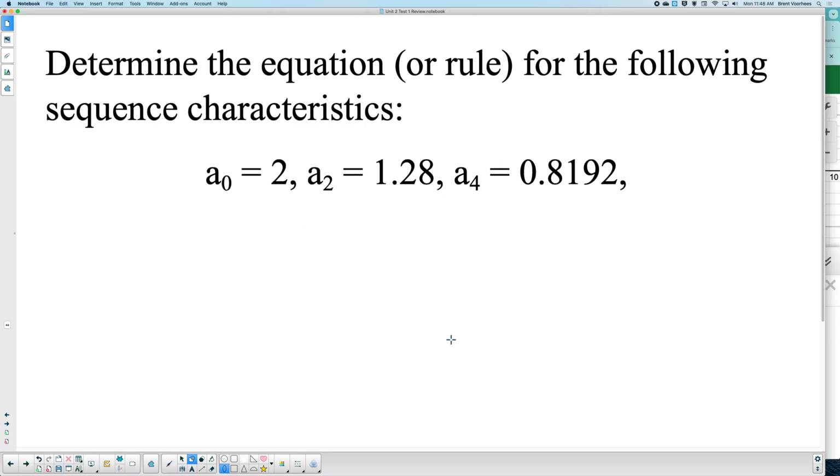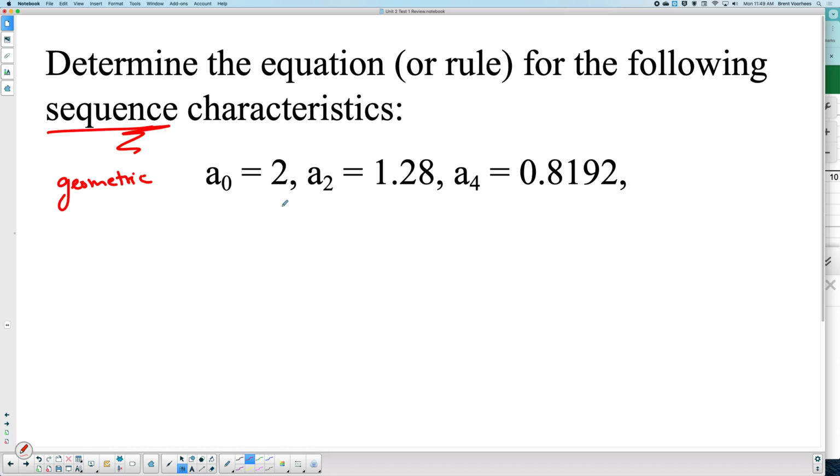Determine the equation or rule for the following sequence characteristics. So this one doesn't tell us what type. It says A0 is 2, A2 is 1.28, A4 is this. What do you think, arithmetic or geometric? Are they subtracting the same amount each time? Is it subtracting the same amount? No. If it's not subtracting the same amount, then it must be a geometric sequence. It must be multiplying by some amount.